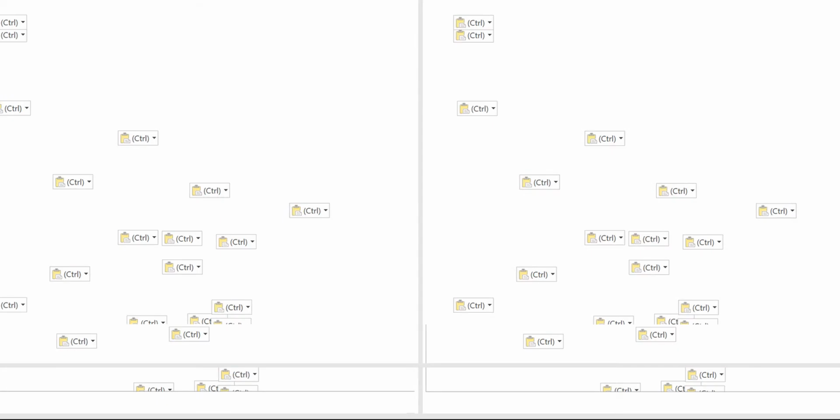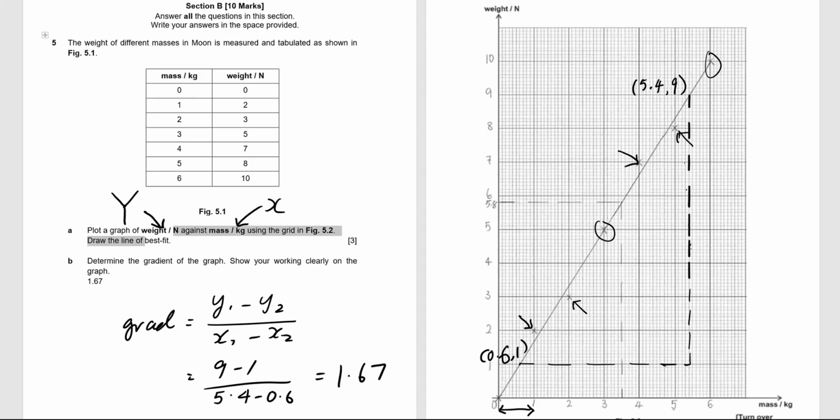So to find the gradient, let me just erase this first. To find the gradient, what you need to do is to first of all choose 2 points that are far apart on the line. So I've chosen this point. I'm going to darken it so you can see. I've chosen this point and another point here. You can choose any 2 points as long as they are far apart and it's easy to read the coordinates. Even if you have chosen, let's say, somewhere here, your answer should not be much different from mine.